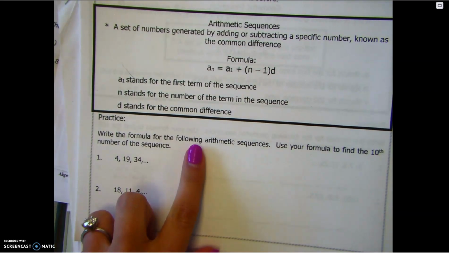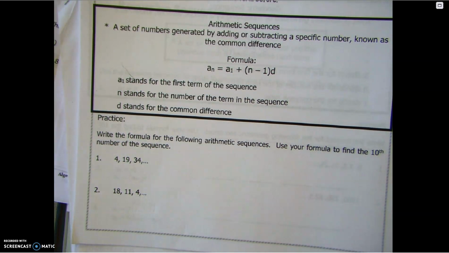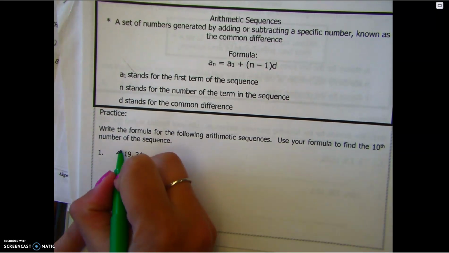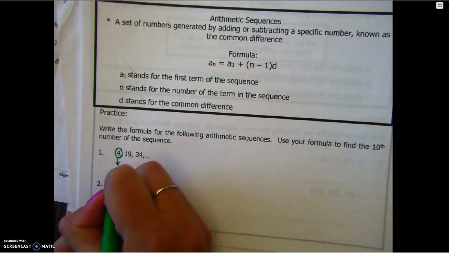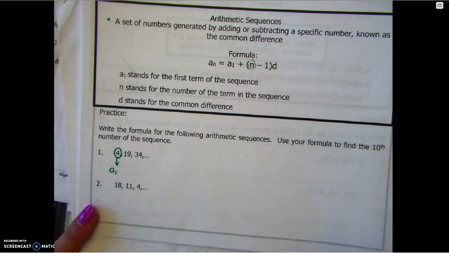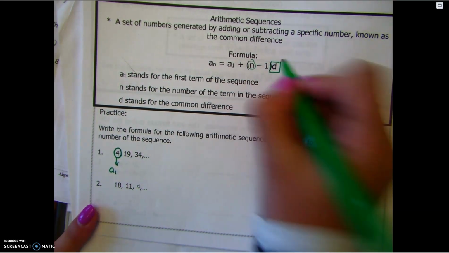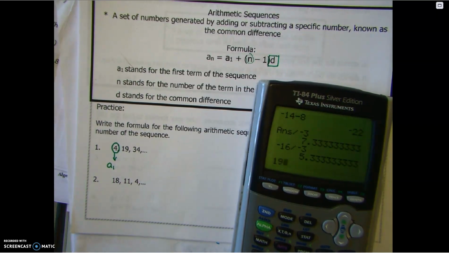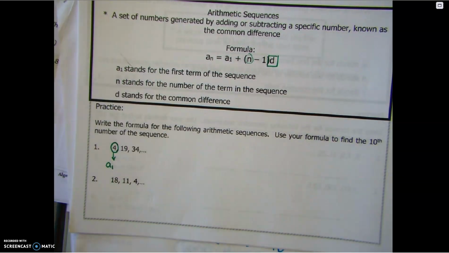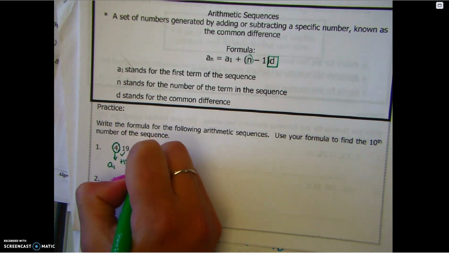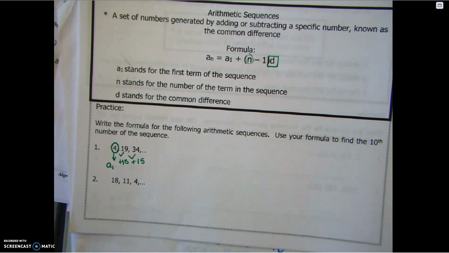It says write the formula for the following arithmetic sequence. Use your formula to find the 10th number of the sequence. So my first term in the sequence is 4. That is a sub 1. Then n is what the general term in my number is, and d is what I'm adding or subtracting by. So from 4 to 19 is 15. So I'm adding by 15. 15 is the common difference.